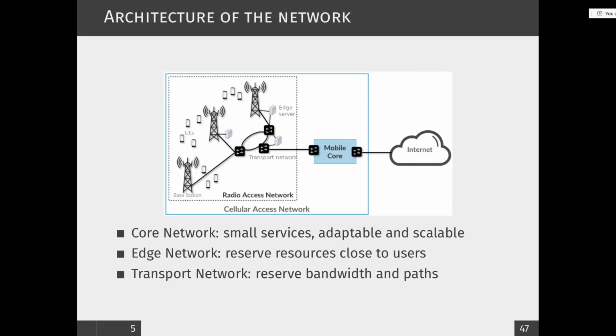And the transport network is also programmable. We could talk a bit more about SDN and software-defined networks. But basically, there are technologies that enable you to reserve bandwidth and paths on your network.